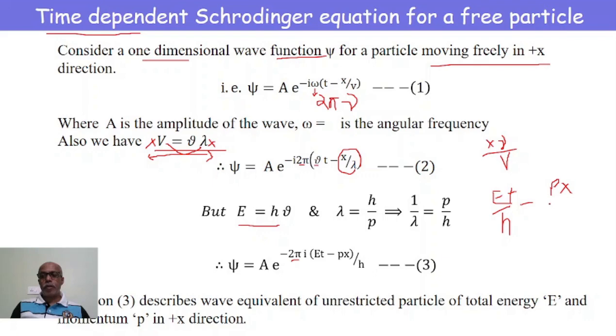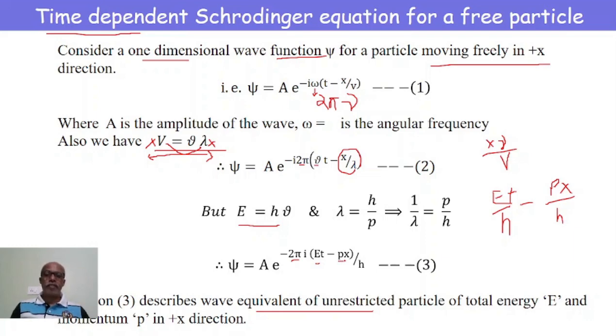Px by h. So h is a common denominator and that is taken outside: Et minus px whole divided by h. And this equation 3 describes a wave which is equivalent of the unrestricted particle having a total energy E and momentum p.